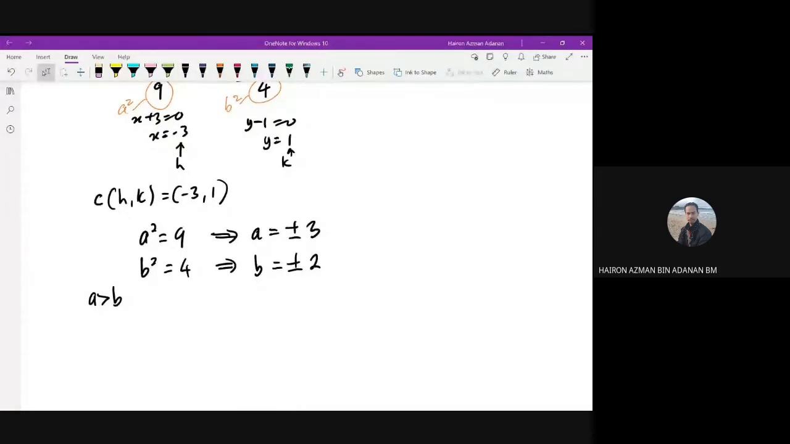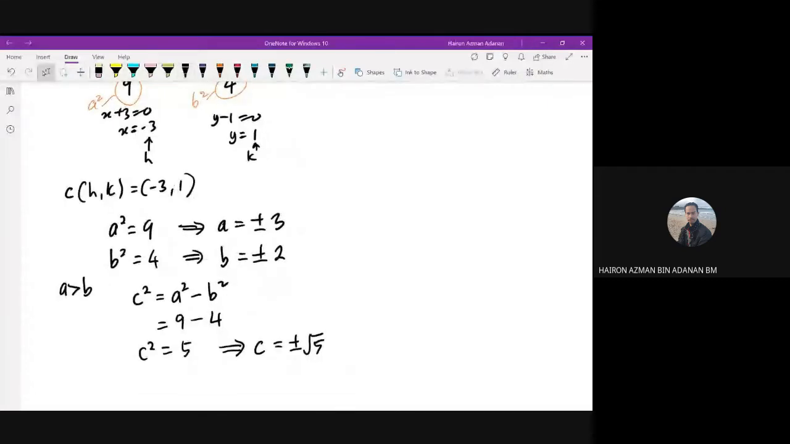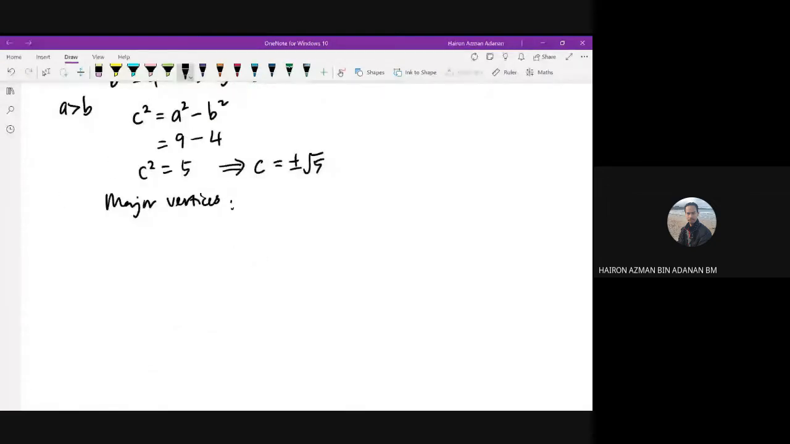Okay. So how to calculate C? From the formula, C squared equals, which one is bigger? A. So A squared minus B squared. A squared is 9 minus 4, so we get 5. So C squared equals 5, so we get C equal to plus minus square root 5. That's the value of C. Now to get the major vertices, and also to get the foci. How to get the foci?